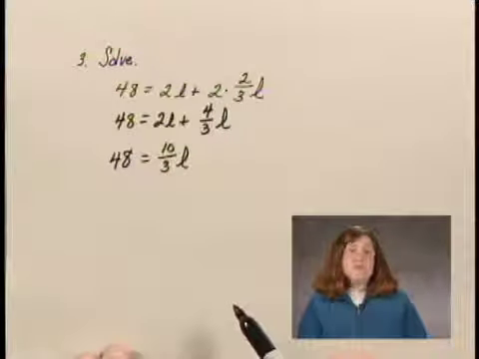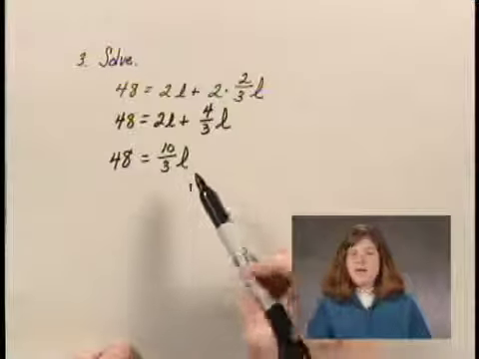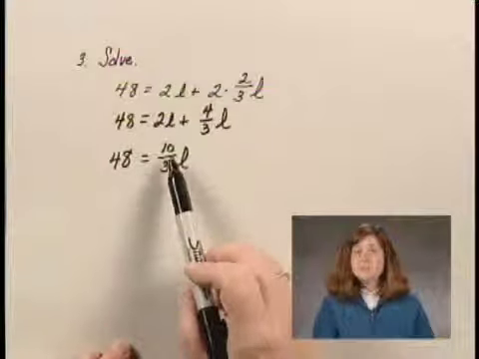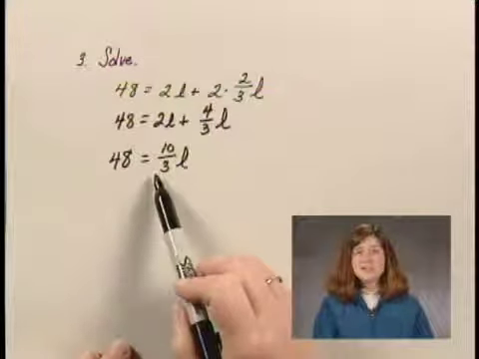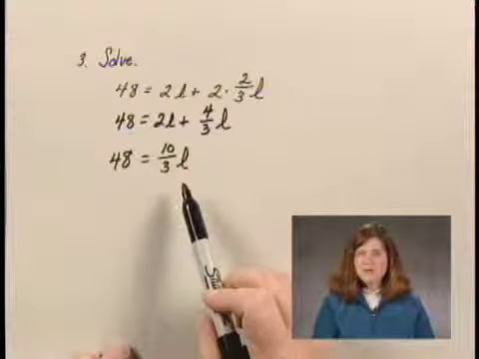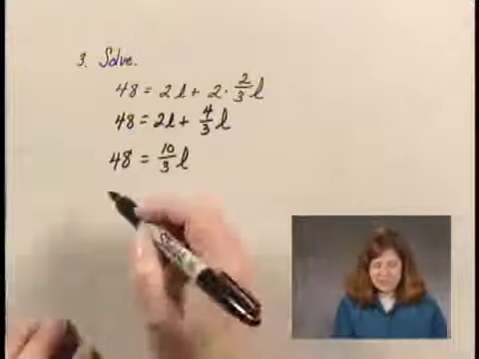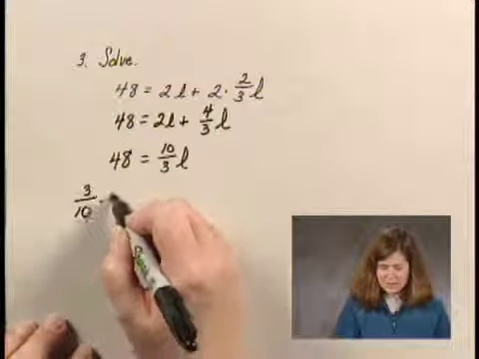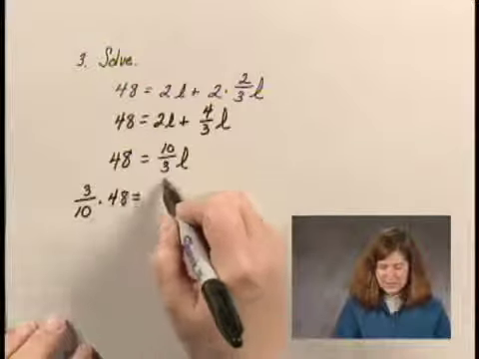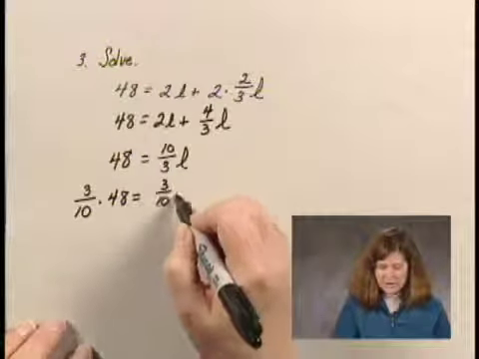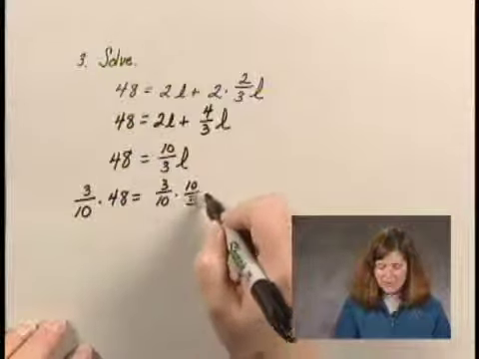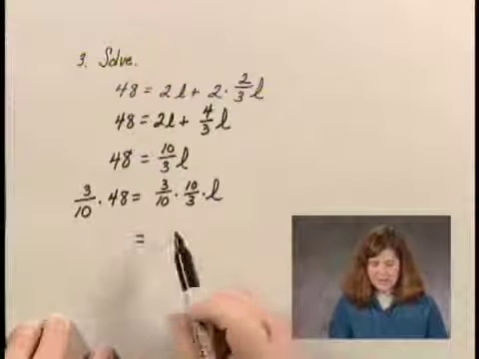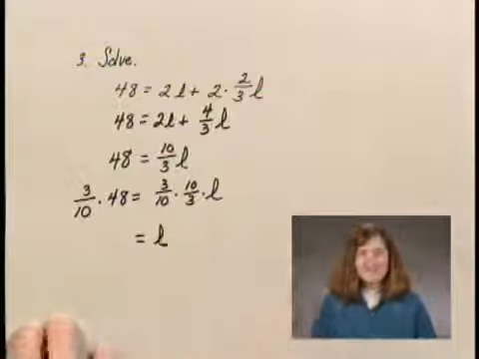Now I want to solve for L. Recall that when I have something like 10/3 times L, if I multiply by the reciprocal of 10/3, or 3/10, I then would have 1 times L, or just L. So I'm going to multiply both sides of the equation by 3/10. It's 3/10 times 48 equals 3/10 times 10/3 times L. This side of the equation is simply L, which is what I was trying to get.